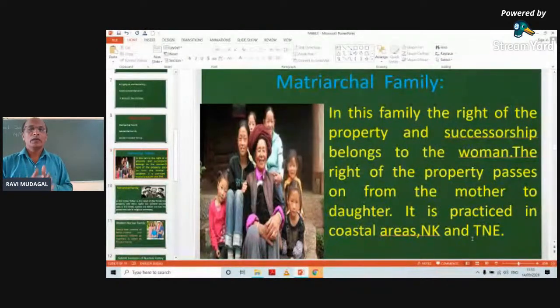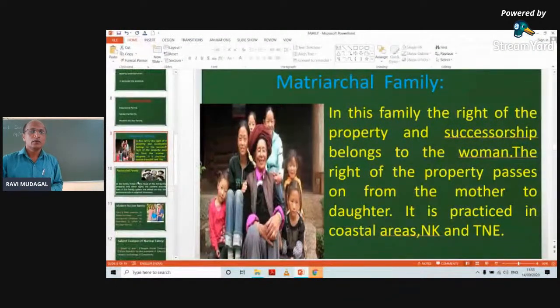Dear children, now we have understood that in the matriarchal family, the mother plays a vital role. The property and successorship belong to the woman. The right to the property passes from the mother to the daughter. When there is no mother in such a family, the property and successorship pass on from mother to daughter. We find such things in the matriarchal family.